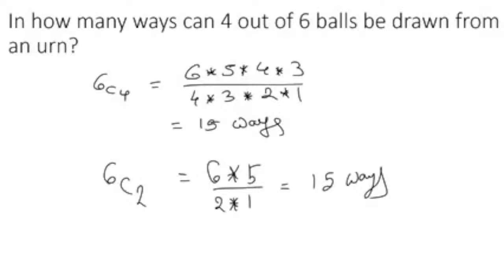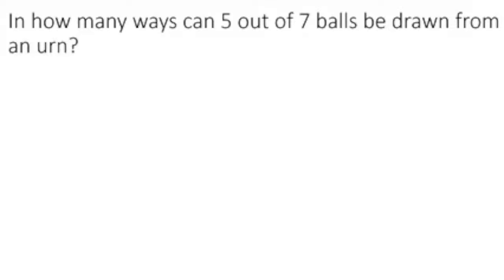Guys, I hope you can see that 6C4 and 6C2 both have the same value. Now, in how many ways can 5 out of 7 balls be drawn from an urn? 7C5 means, remember, I can write it as 7C2. So what should the answer be? 7 into 6 by 2 into 1, which will be 21 ways.